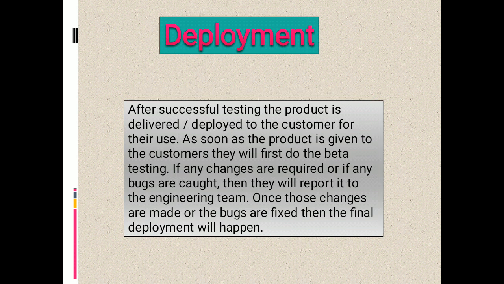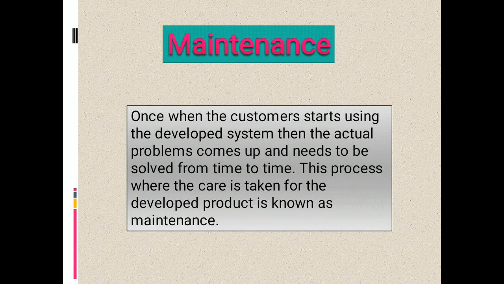The next phase is deployment. In this phase, after successfully testing, the product is deployed to the customer for their use. As soon as the product is given to the customers, they will first do the beta testing. If any changes are required or if any bugs are caught, then they will report it to the engineering team. Once those changes are made or the bugs are fixed, then the final deployment will happen.